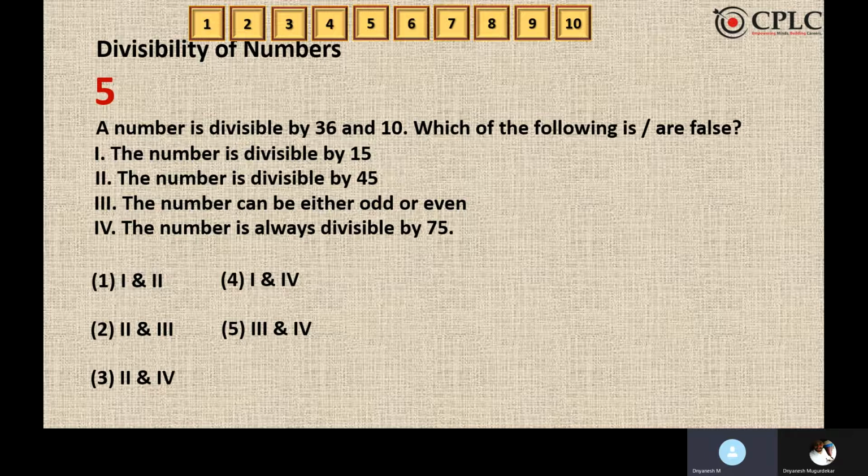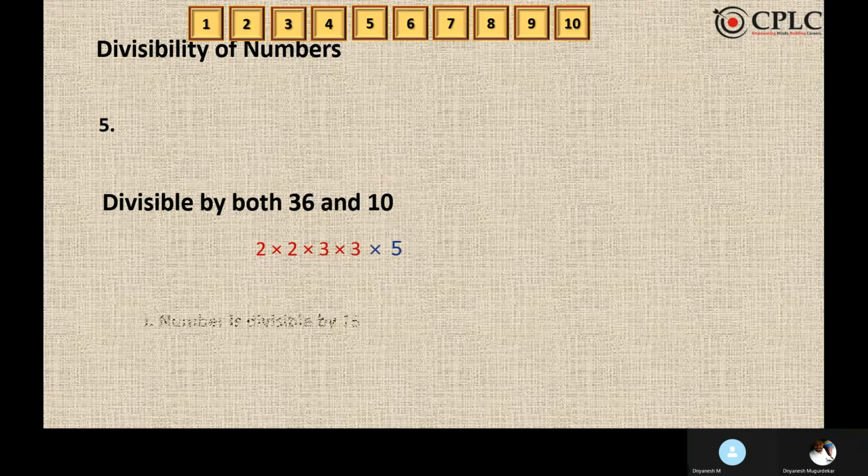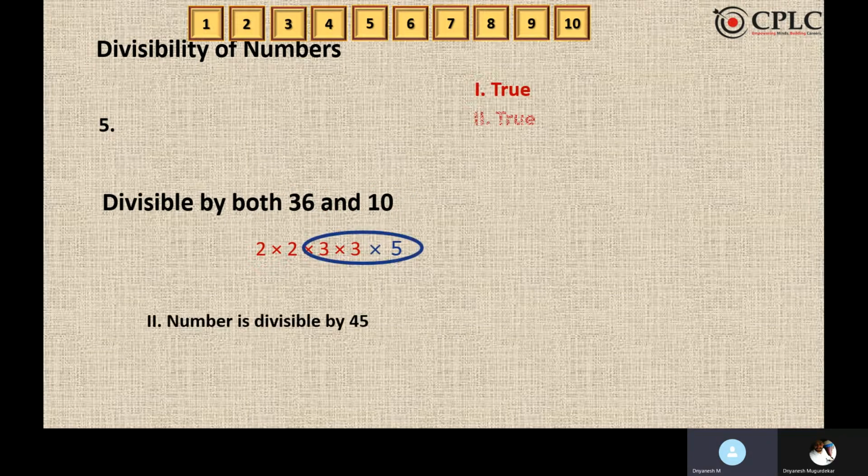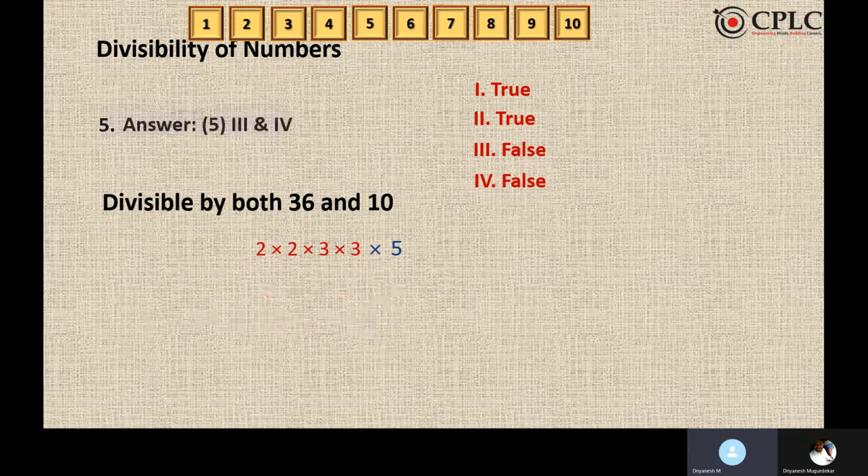So the examiner was asking which are the false statements. So statements number 3 and 4 are the false statements. First and second are true statements. So which option will we mark? We will mark answer option 5. So this is how you can proceed with such type of question without much complications.